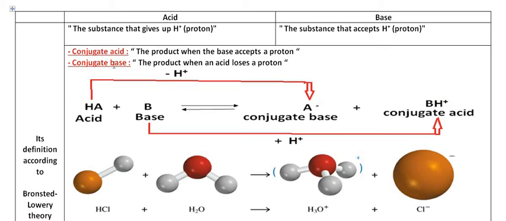What is the conjugate acid? The product when a base accepts a proton. When this base accepts a proton, it is changed into a conjugate acid. What is a conjugate base? The product when an acid loses a proton. When an acid loses a proton, it is changed into a conjugate base.